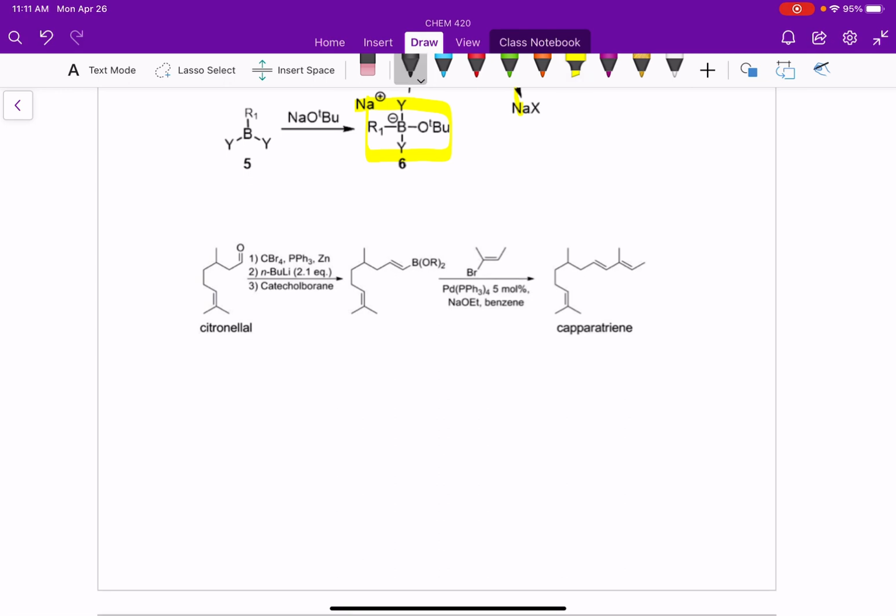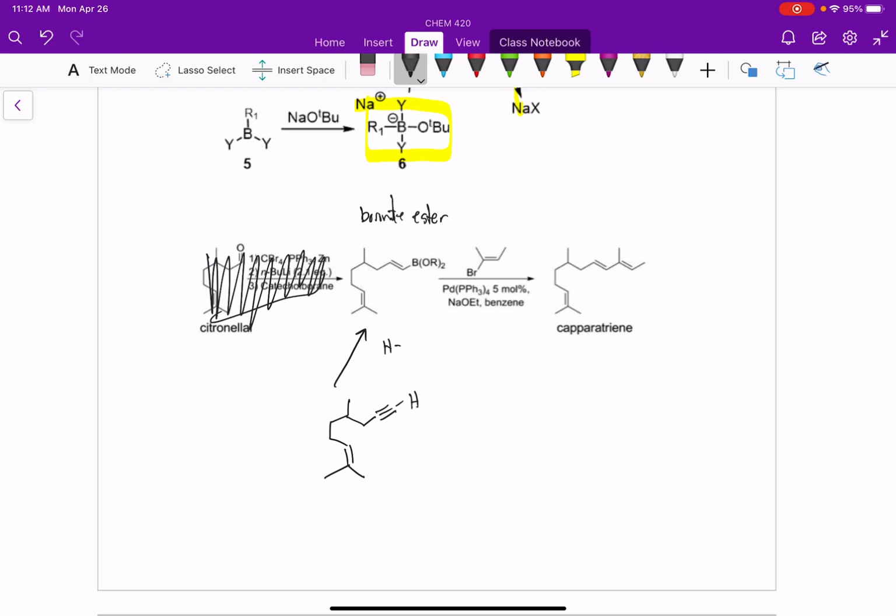All right, so let's look at an example here. Let's kind of ignore how this is made. It's a lot easier to make these boronate esters. So this is a boronate ester from an alkyne. Let me just show you that reaction. If you just take a terminal alkyne, this is just like the hydroboration reaction.